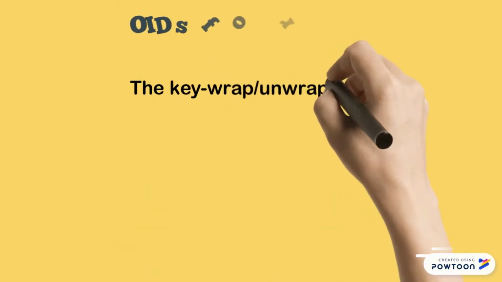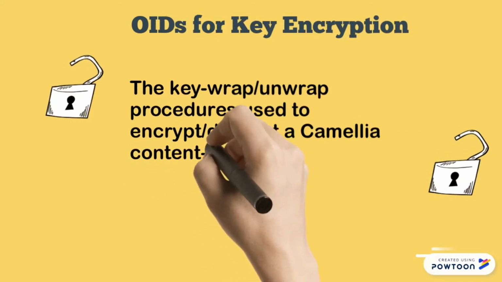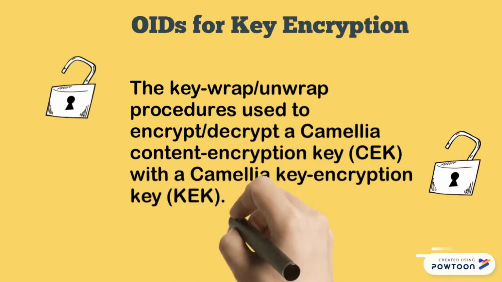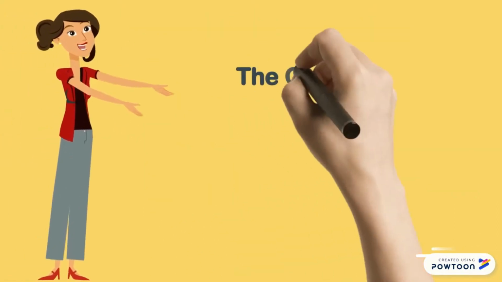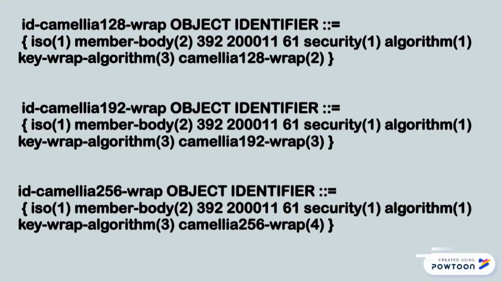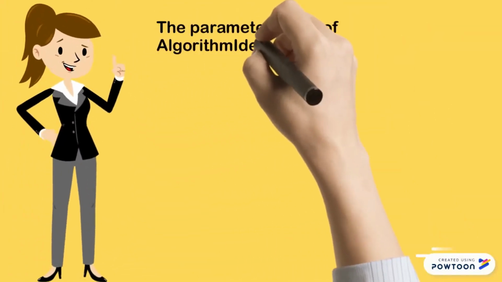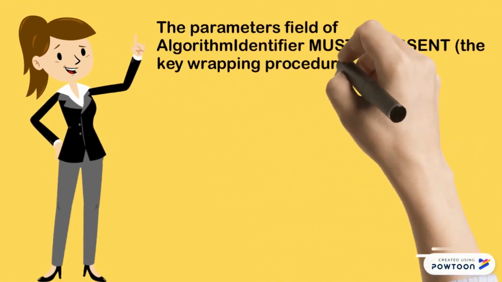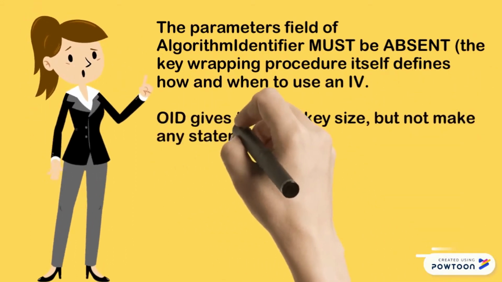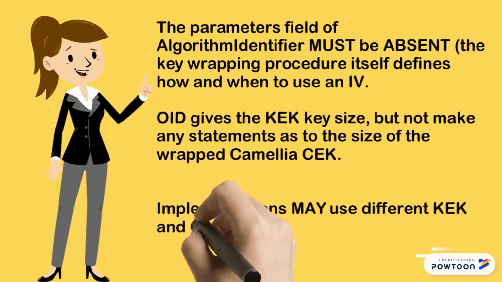Key wrap and key unwrap procedures are used to encrypt and decrypt a Camellia content encryption key (CEK) with a Camellia key encryption key (KEK). The Camellia key encryption algorithm has the following object identifier. The parameter field of the algorithm identifier must be absent. The OID gives the KEK key size but does not make any statement as to the size of the wrapped Camellia CEK. Implementations may use different KEK and CEK sizes.